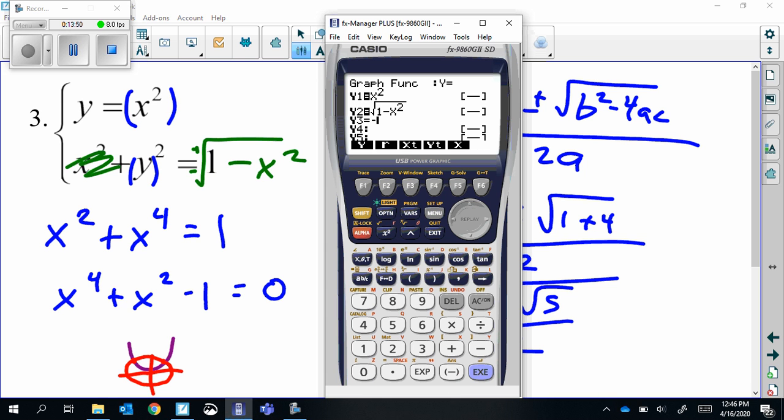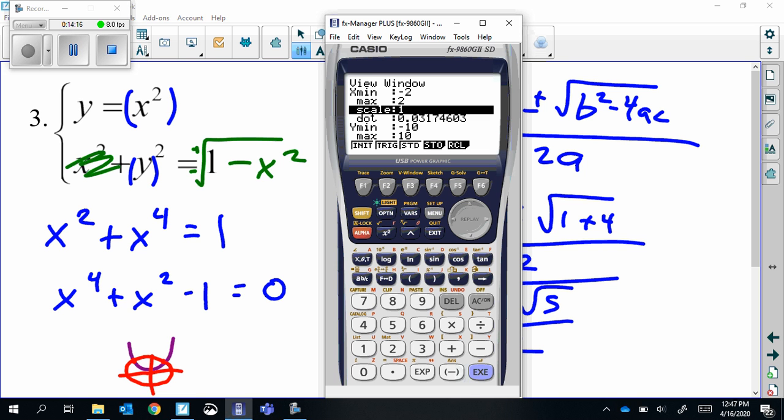So the second one would just be negative square root of 1 minus x squared. So this should look like a parabola and a circle, like I mentioned. Let's get a standard window. Kind of hard to see there, but it's almost exactly. We can zoom in a little bit, or we could just change our view window.